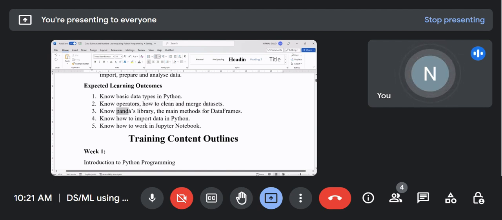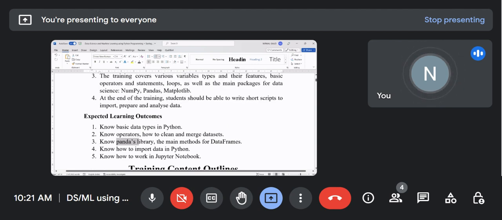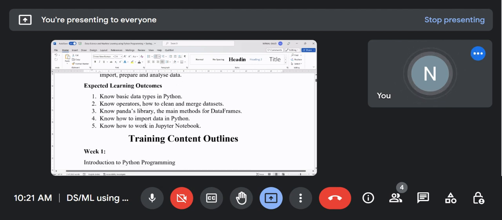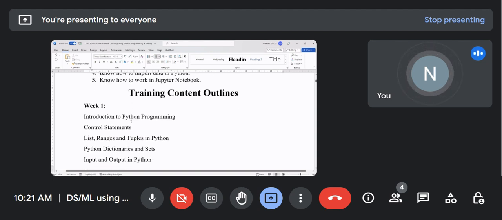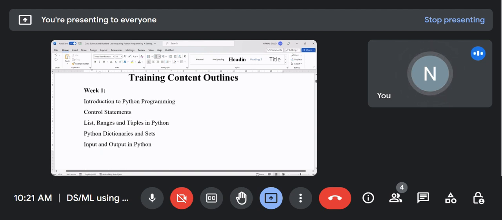You are going to learn about the various libraries for data science in Python, that is Pandas, Matplotlib, and NumPy. As I already told you, you will know how to import the data into Python, how to work upon the data, and how to perform the analysis of the data in Python. Okay, so these are the learning outcomes for you in this training program. And we have defined the content of this training for 4 weeks.